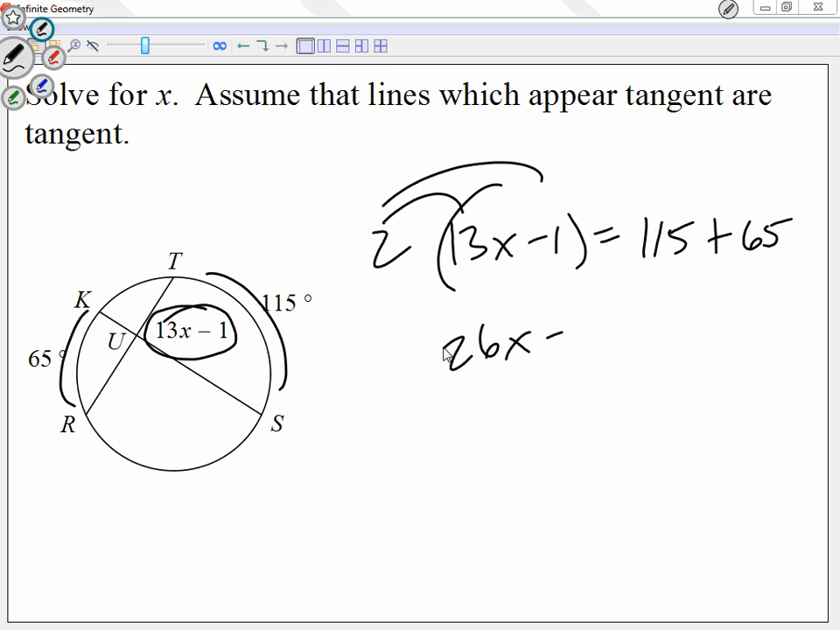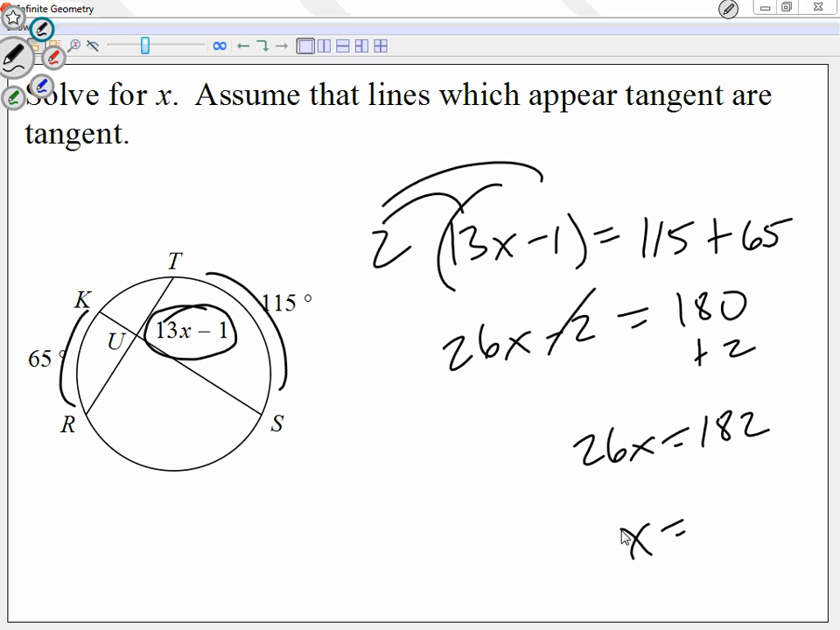All right, so here, let me multiply the 2 to the inside. So 26x minus 2 is equal to 180. Right, I simplify 115 plus 65. Let me move the 2 over. So I have 26x equals 182. Divide both sides by 26, and x must be 7. Right? So simple. Multiply the angle times 2 and add the arcs.